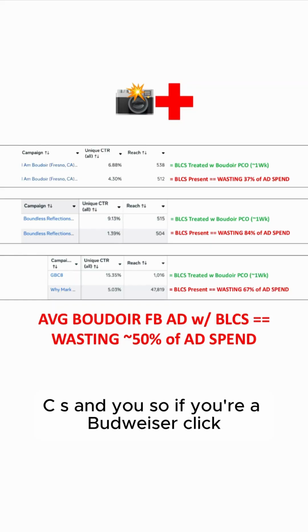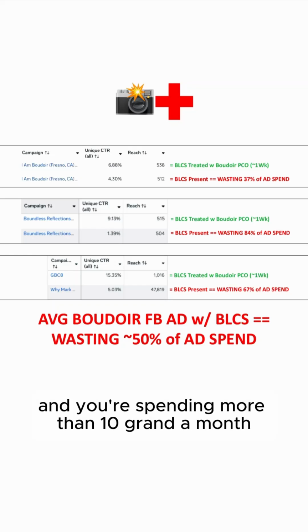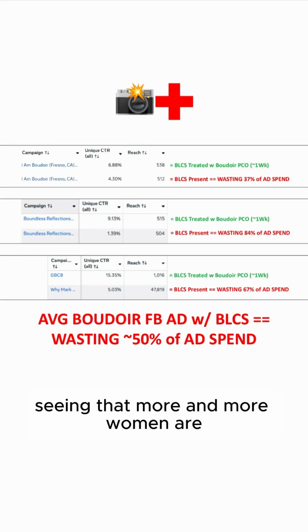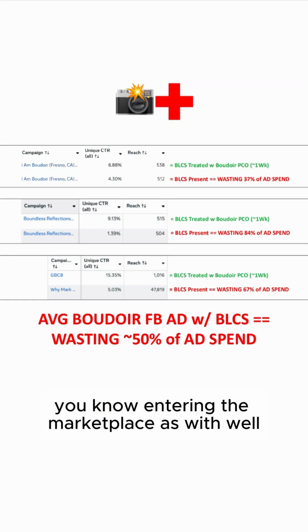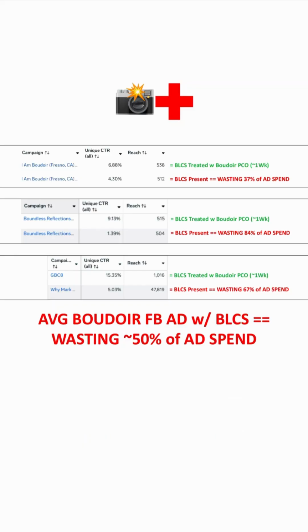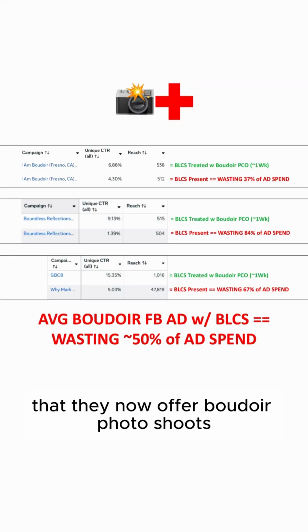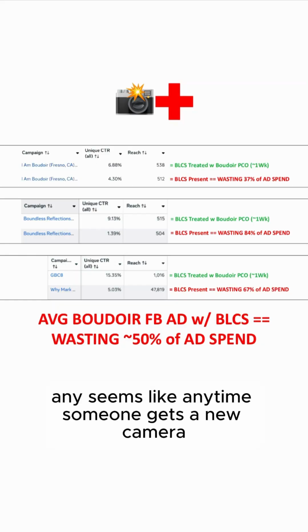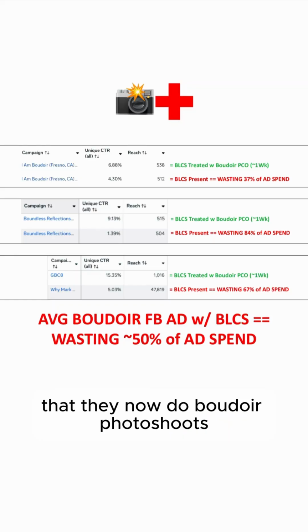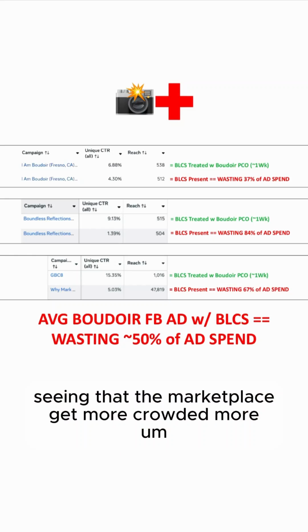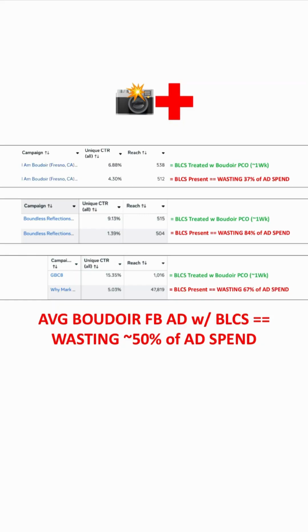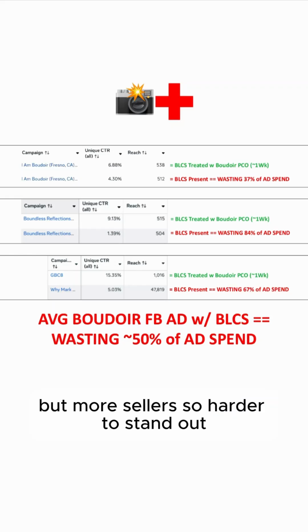So if you're a Boudoir low click advertiser with Boudoir low click syndrome and you're spending more than 10 grand a month on Boudoir Facebook ads, and you're looking at the marketplace seeing that more and more women are entering the marketplace as boudoir photographers every day. It seems like anytime someone gets a new iPhone, they're throwing up a Google My Business profile that they now offer boudoir photo shoots. And it seems like anytime someone gets a new camera, they're posting in the mom groups that they now do boudoir photo shoots. So you're seeing the marketplace get more crowded, more competitive, same number of buyers but more sellers, so harder to stand out.